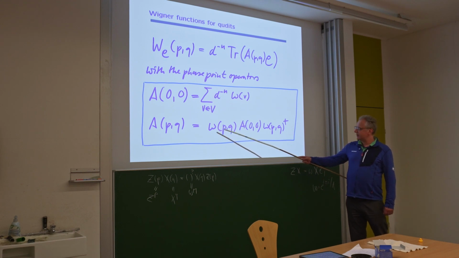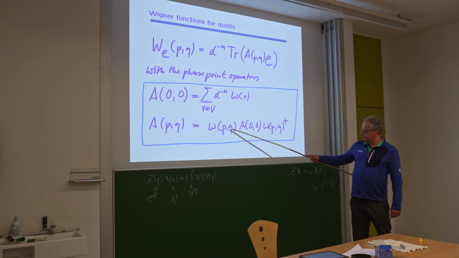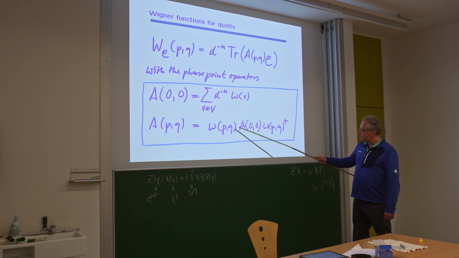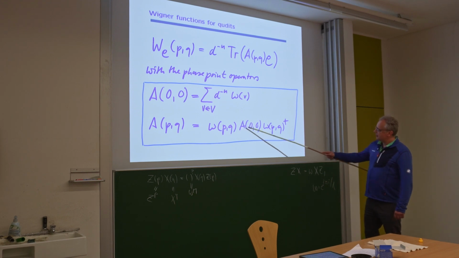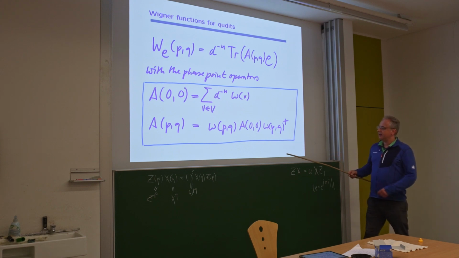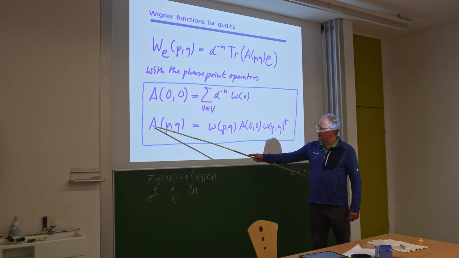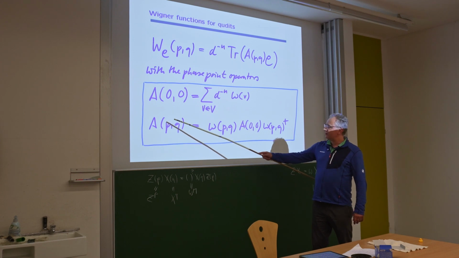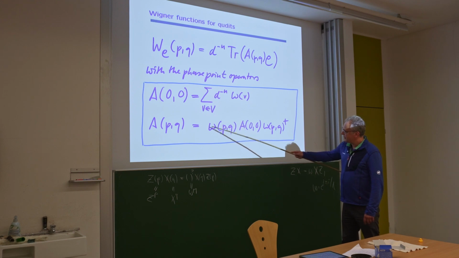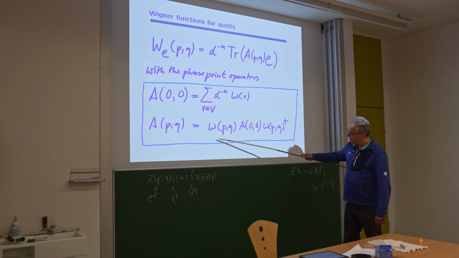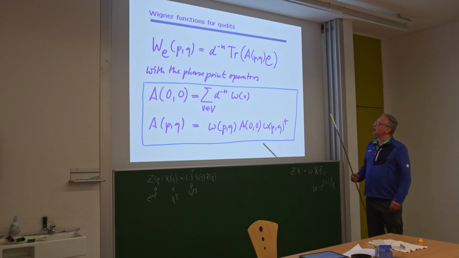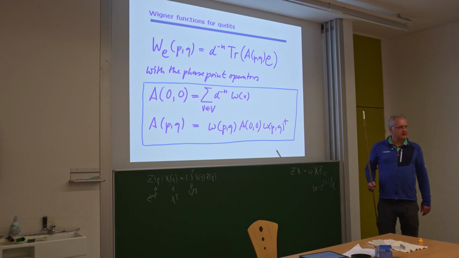So every Weyl operator comes with a position and a momentum, and we take this thing and conjugate the phase point operator at the origin under it, and this gives us a new phase point operator for the position and momentum for which we conjugated.